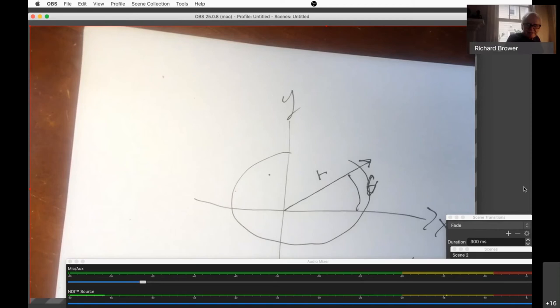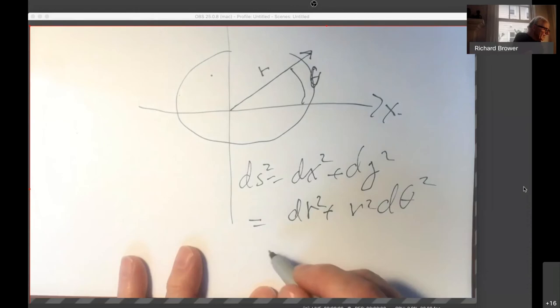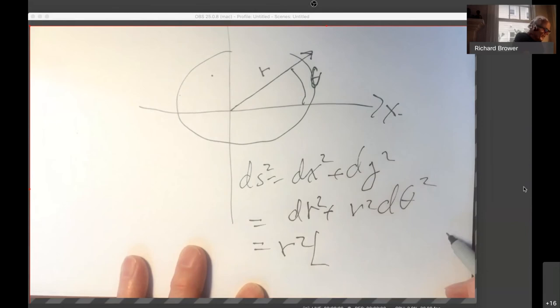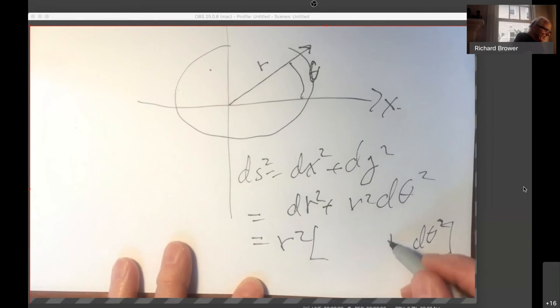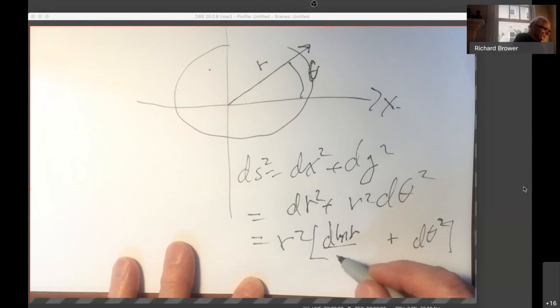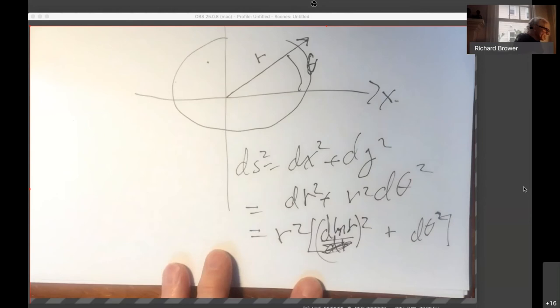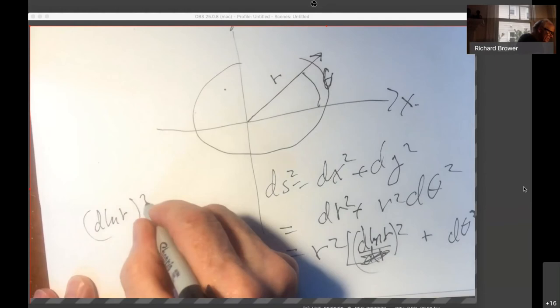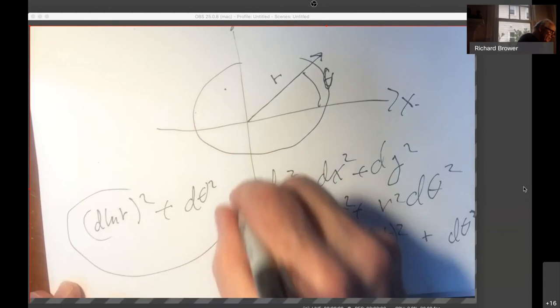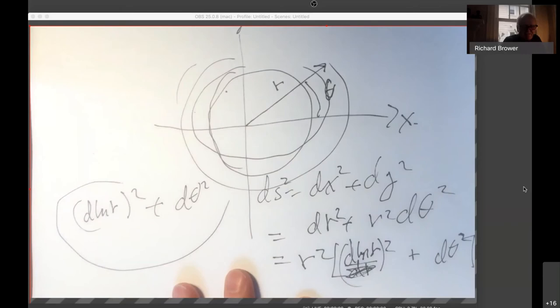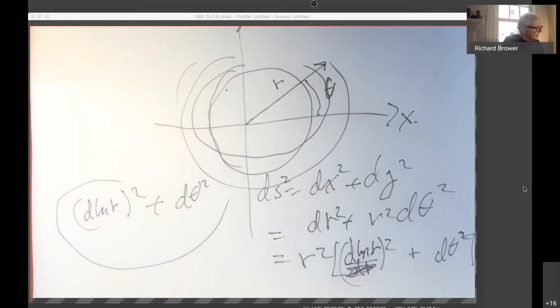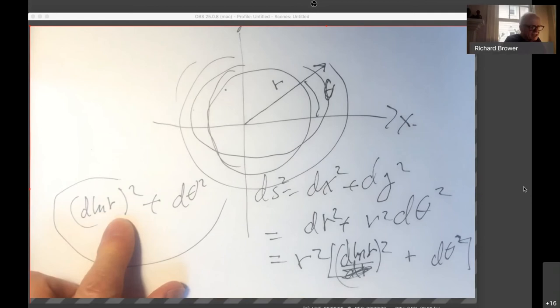So the trick is very simple. You write r squared out front, and that gets rid of the change in radius of the circle. And then write dr over r squared, or d log r squared. So the point is, the new metric is d log r squared plus d theta squared. That's the radial coordinate. Remember, notice that the circles do not change their size. In the real radial coordinate, as you go out, the circle gets bigger and bigger. But in radial quantization, you use log r as the distance out, and you use theta as the angle, which is a fixed circle of radius one.